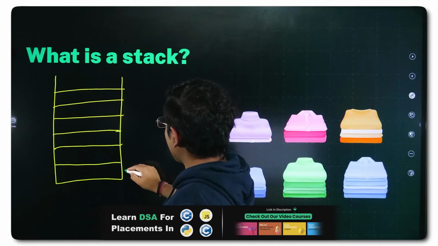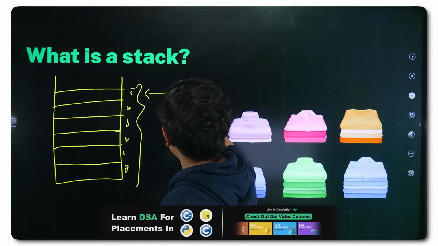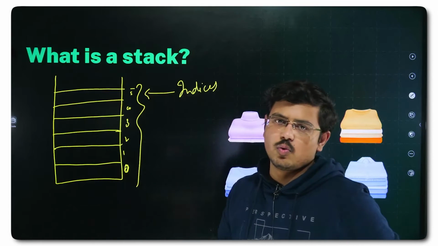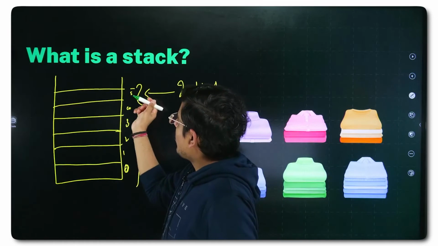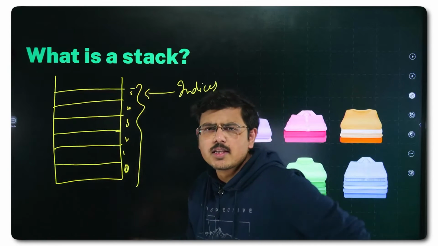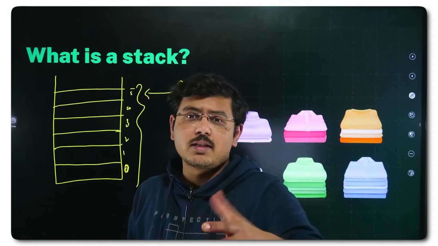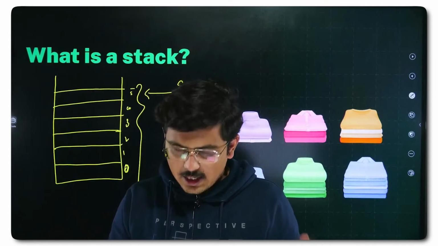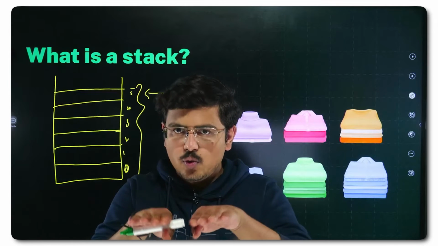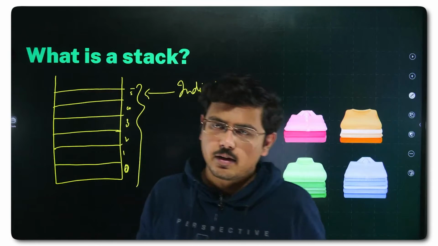And for example 0, 1, 2, 3, 4, 5, these are the indices. The single one is called index, multiple are called indices. So these are the indices that point towards a specific element in the stack. So you can imagine it like a bucket, fine, in which you're trying to keep objects like books, fine, on top of each other. You're not trying to keep them parallelly. You keep one book, above it another, above it another, above it another, like that, fine.